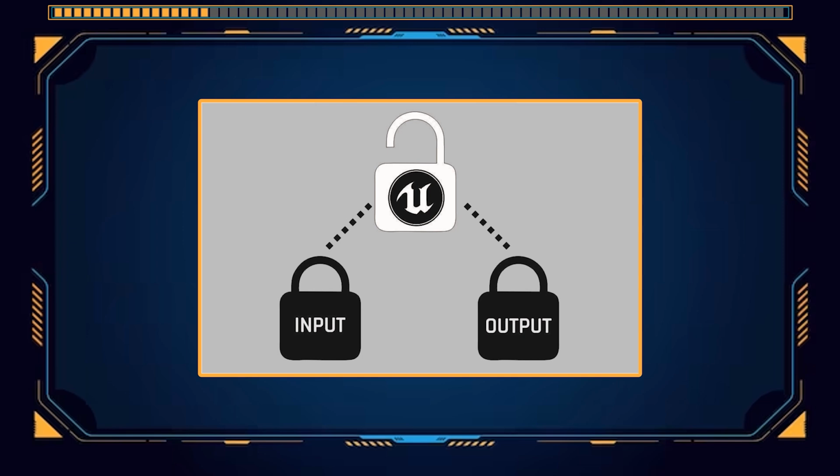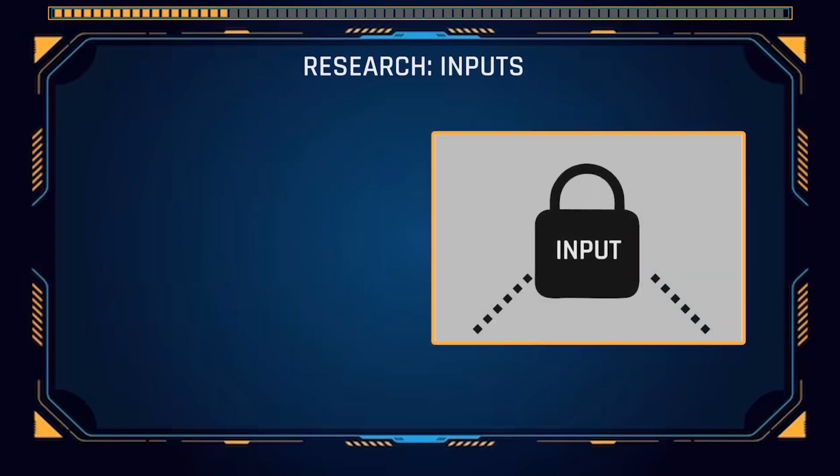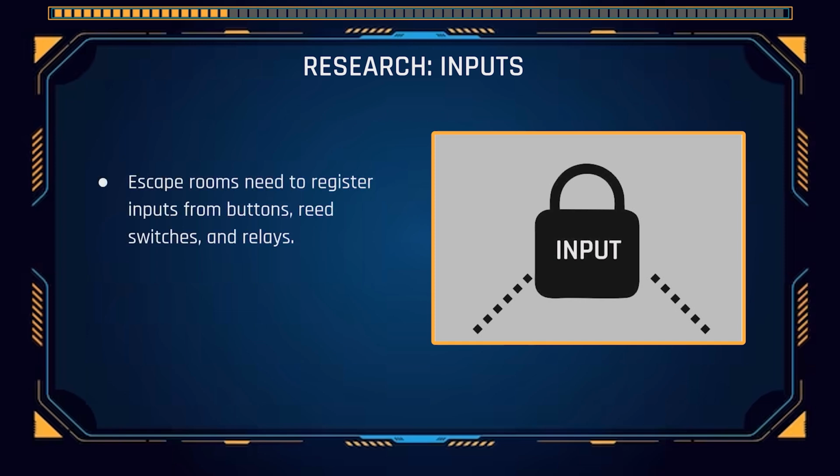So next is the inputs. The inputs are how players interact with the game. Usually we don't talk about this because it's intuitive. It's a game controller. It's a mouse and keyboard. For us, players need to be able to place an object down and the game to sense that. They also have just normal buttons that all games kind of need. So we've got buttons, reed switches, and relays that we need to be able to sense.